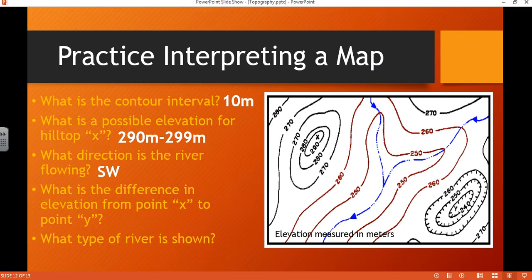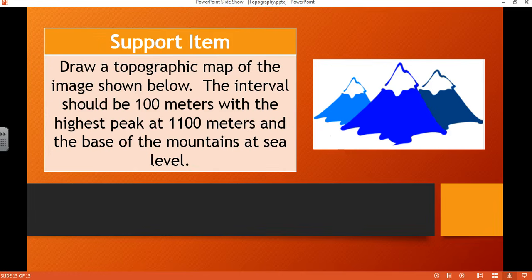What is the difference in elevation from point X to point Y? Well, point X is about 290. Point Y is about 240 for a difference of 50 meters. And then I already gave you the answer to this one. What type of river is shown? Well, it is a seasonal river because the line is a dotted line.